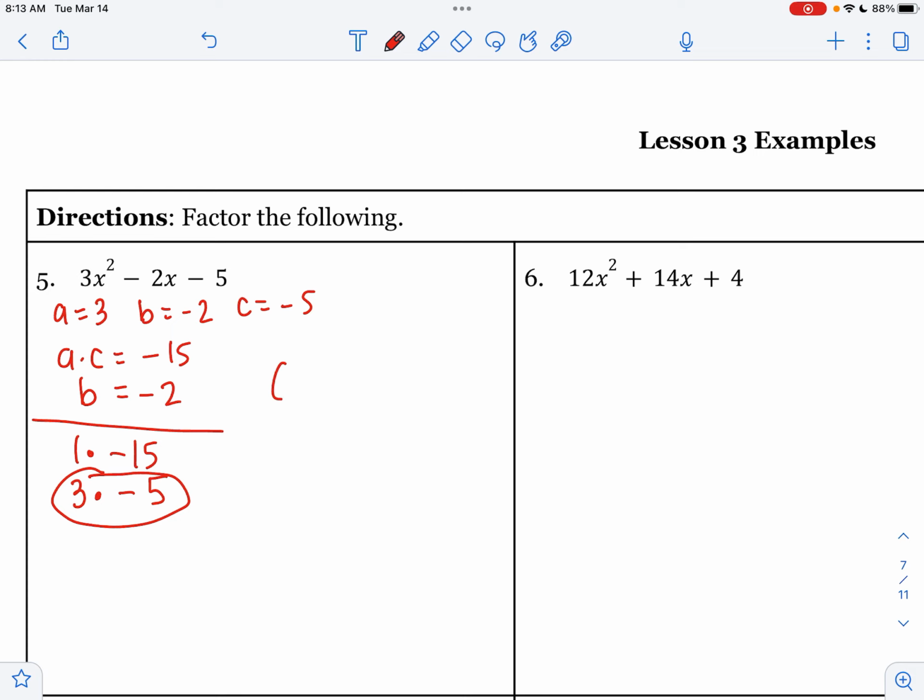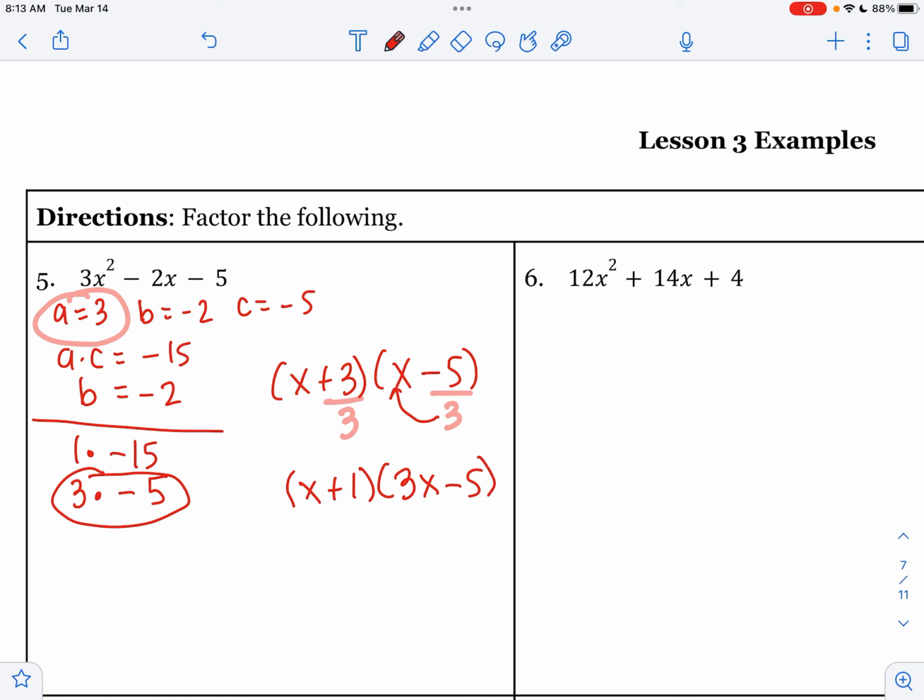So the next step is to do this, x plus 3, x minus 5. And if a was 1, that would be your final step. But because a is 3, we're going to divide both of these numbers by 3. So if you can simplify, 3 divided by 3 is 1. I can't simplify 5 and 3. So that means I'm going to bring the 3 in front of the x, and it's 3x minus 5. And that's your answer. And again, you can check it if you want to by distributing. And that might be good to do on a quiz.